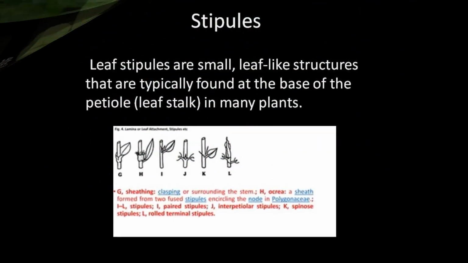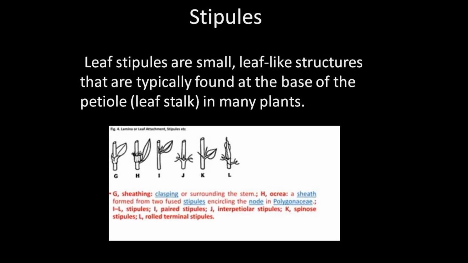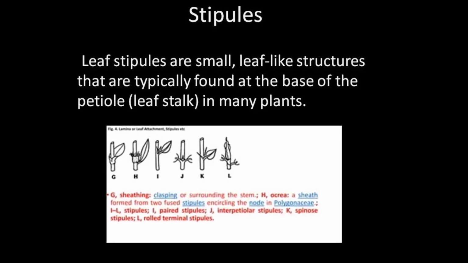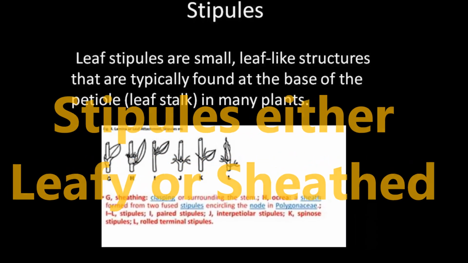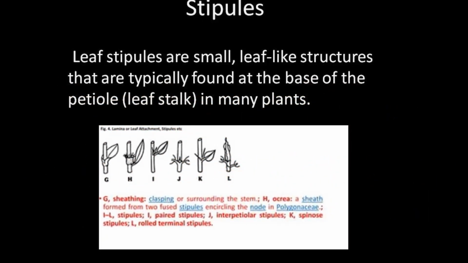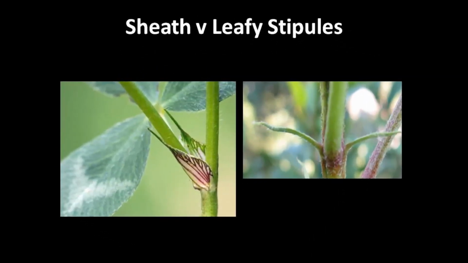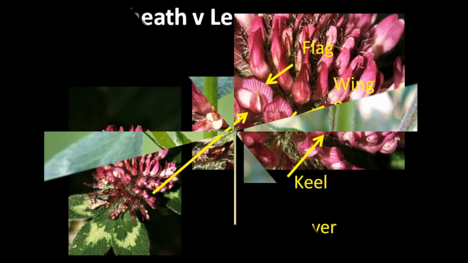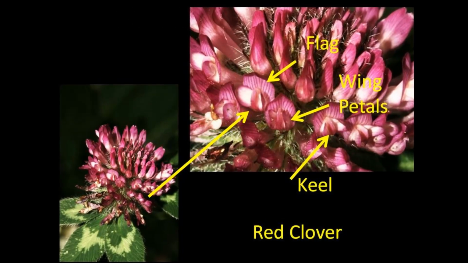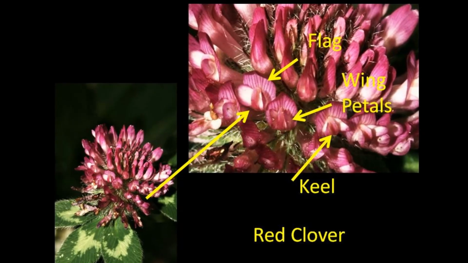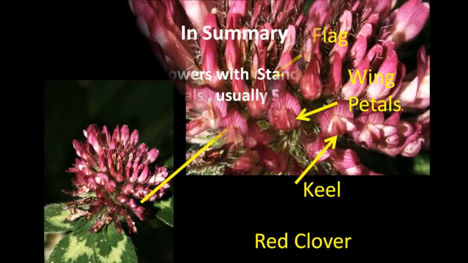In the Fabaceae, where the leaf stalk or petiole joins the stem, there is usually a pair of stipules which can be either leafy, as in the case of bush vetch, or sheathed, as in the case of clover. Although the inflorescences of clovers are tightly packed, they still retain the same flower morphology as the larger laburnum and gorse examples. So let us summarise the family.